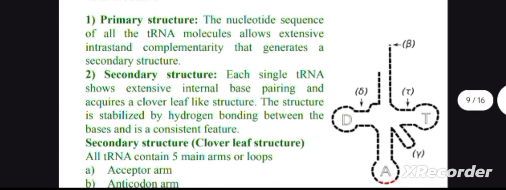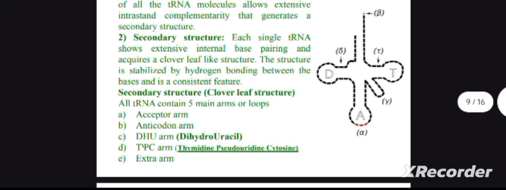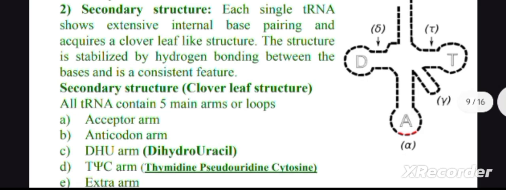So you go for structure. What is the structure? That is the primary structure. The nucleotide sequence of all the tRNA molecules allows extensive intra-strand complementarity, that is complementarity that generates a secondary structure. Each single tRNA shows extensive internal base pairing and acquires a clover leaf like structure. That structure is stabilized by the hydrogen bonding between the bases. You see here the hydrogen bonds and the adapter molecule.